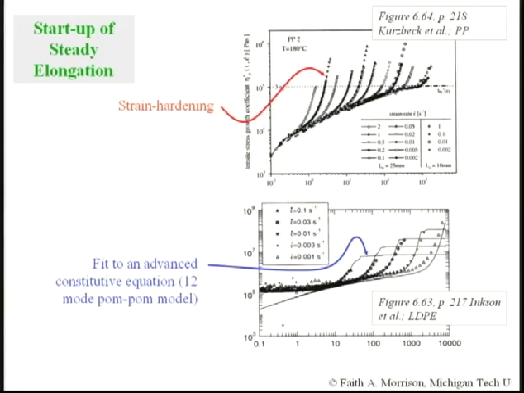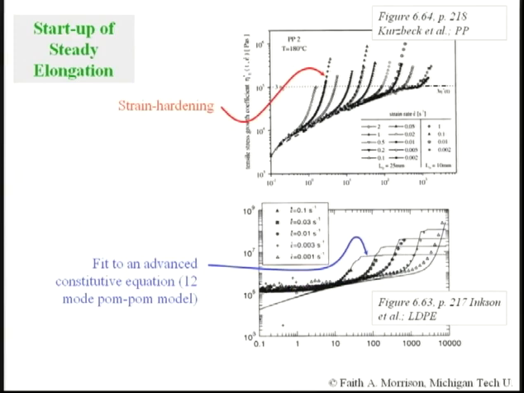So here are more data. This one is polypropylene at the top, and this is linear low-density polyethylene at the bottom, and they both show this tendency to follow a lower curve for a while for some low rates, but that at higher rates they take off.